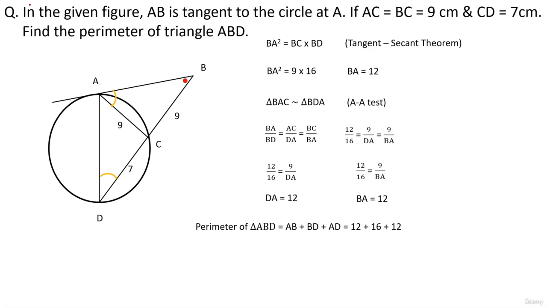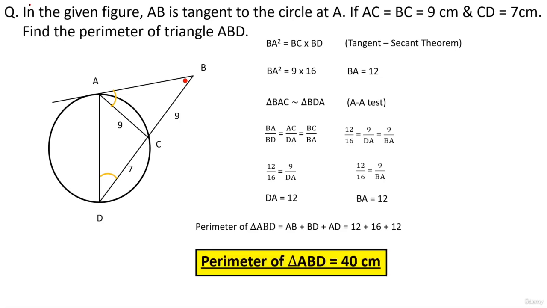BD हमें दिया ही है 9 plus 7, 16. So the perimeter of triangle ABD will be AB plus BD plus AD. 12 plus 16 plus 12. The answer is 40. As simple as that, right? Now we look at a different way to solve the same question, guys.